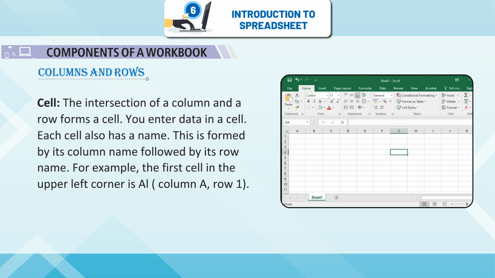Each cell also has a name. This is formed by its column name followed by its row name. For example, the first cell in the upper left corner is A1, column A, row 1.